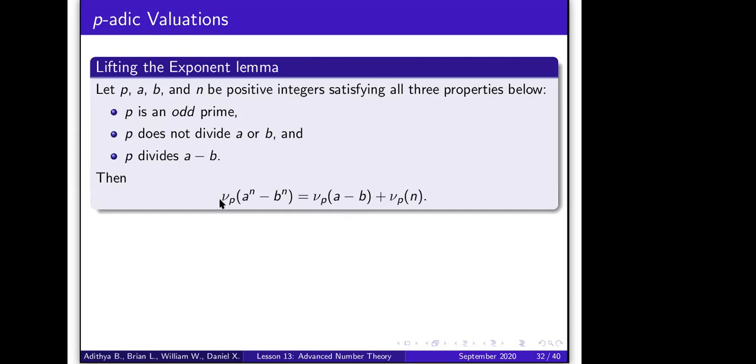Then when we want to find the VP of the difference of 2 powers of a and b, we can bring the exponent down and simply add the VP of the exponent to the VP of their difference. Does anyone have any questions with this statement of the lemma?